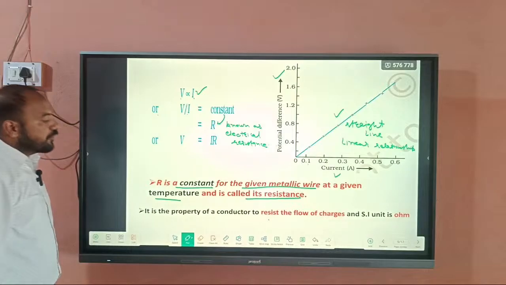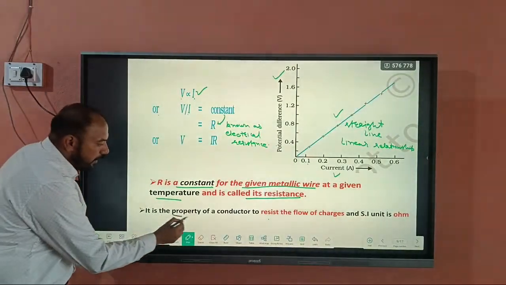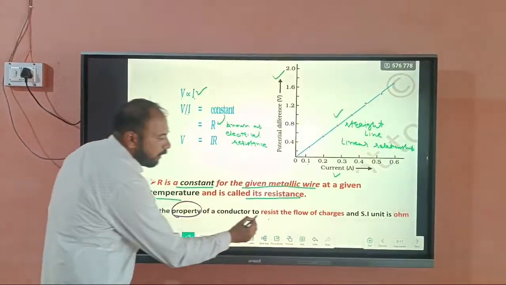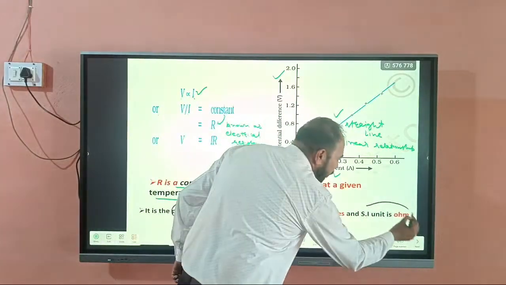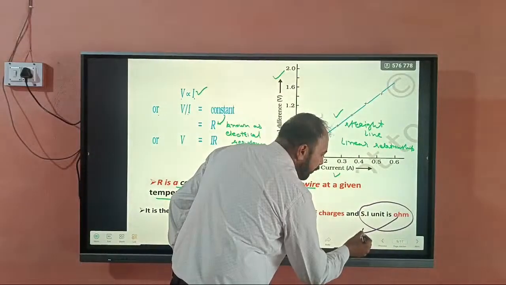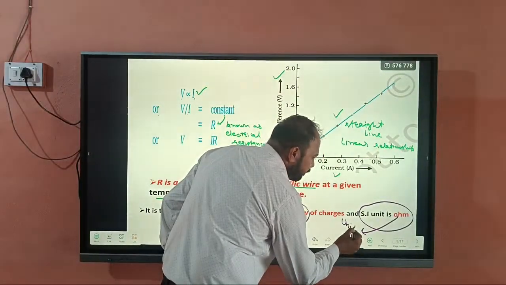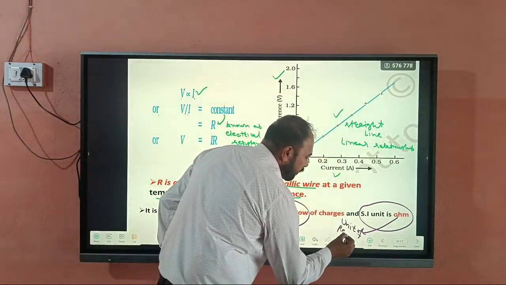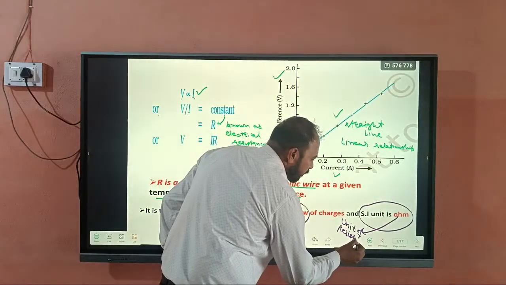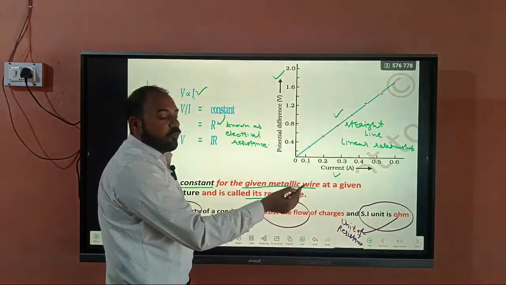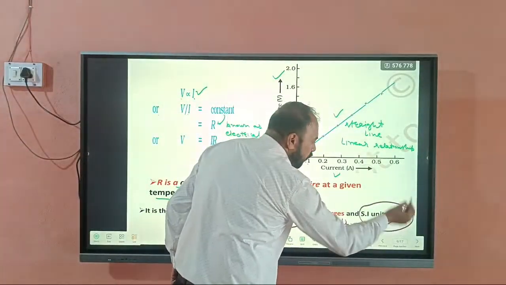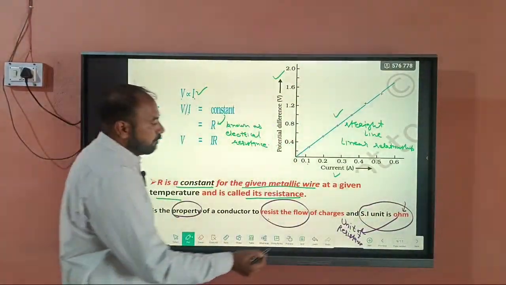The definition of resistance: it is the property of a conductor to resist the flow of charge, and the SI unit is the ohm. This is the unit of resistance. Again, this is named after a scientist.